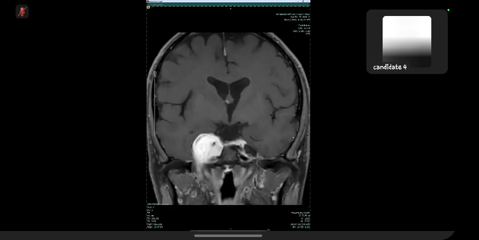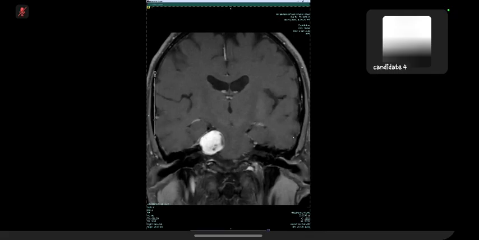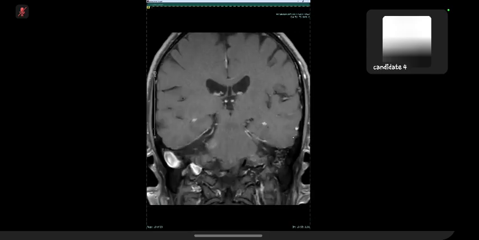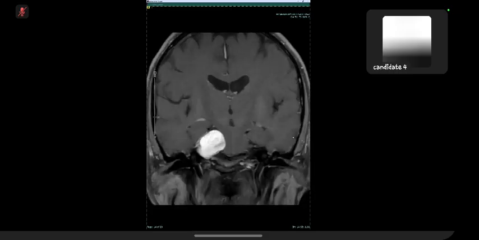There is no definite continuity with the lumen of the intracavernous portion of the right internal carotid artery, and there is no dural tail sign. The lesion appears very fusiform, and because of the extension into two compartments, again, my differential is that of trigeminal nerve schwannoma.